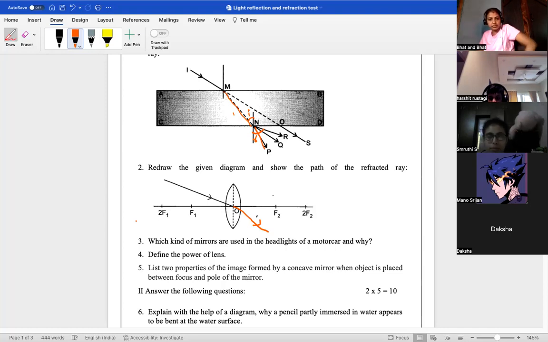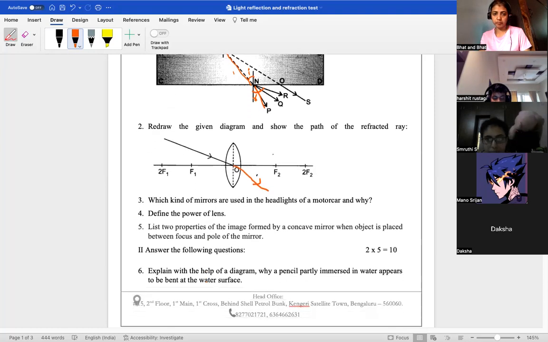Next, define power of lens. So how do you define power of a lens? It is the reciprocal of the focal length. Ma'am, reciprocal of its focal length. Correct.